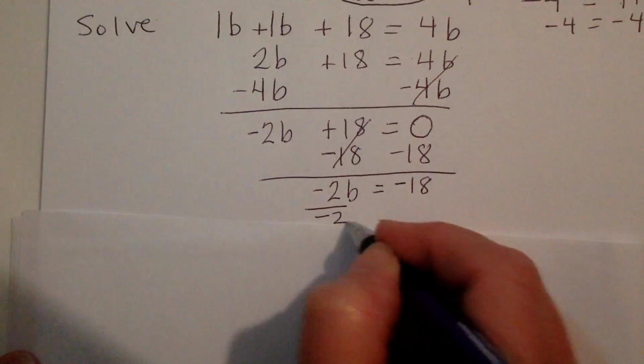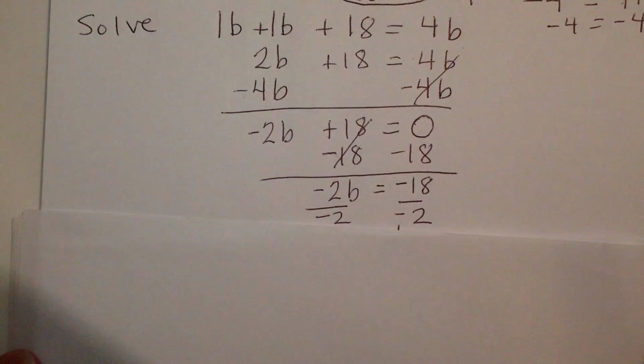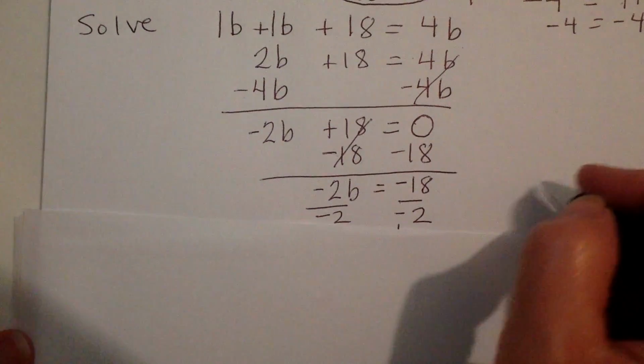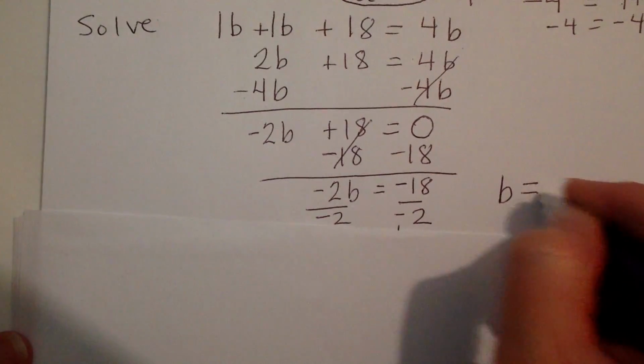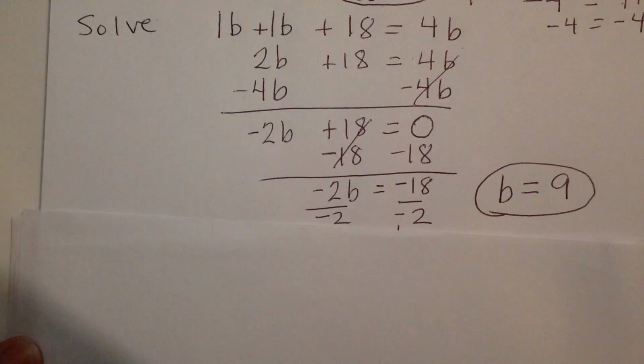Next, let's divide both sides by negative 2. To finish this problem, we will divide both sides by negative 2. Therefore, b equals positive 9. That's your final answer. B equals positive 9.